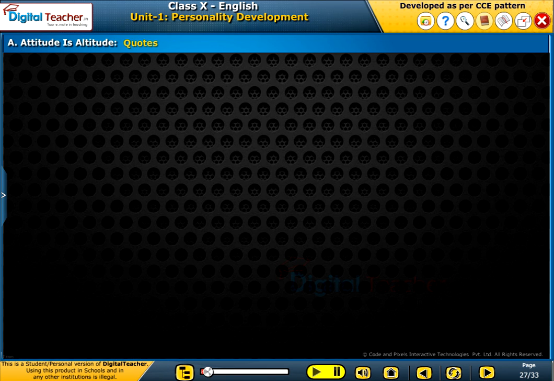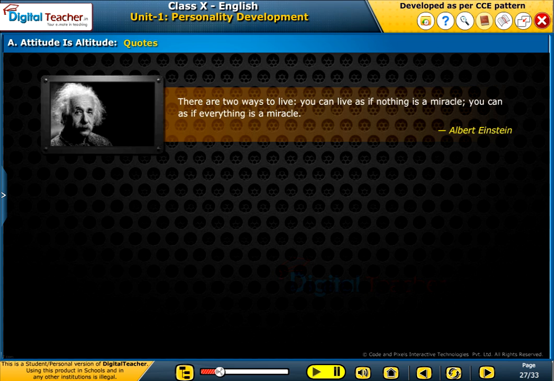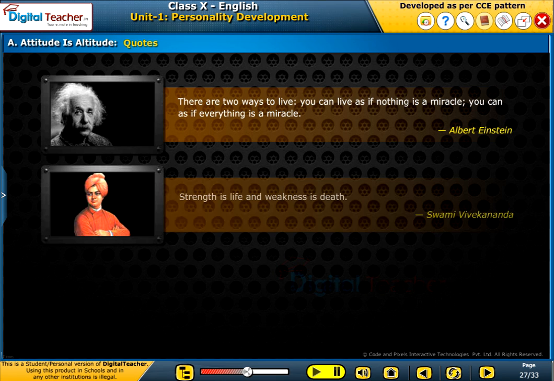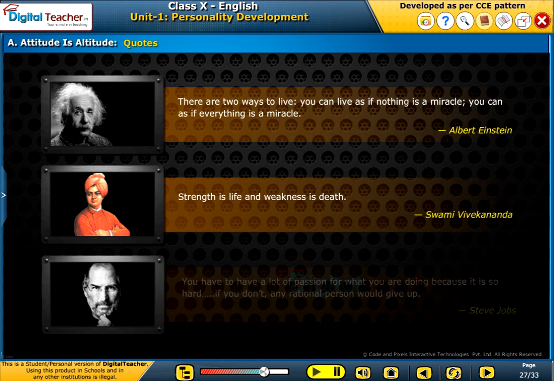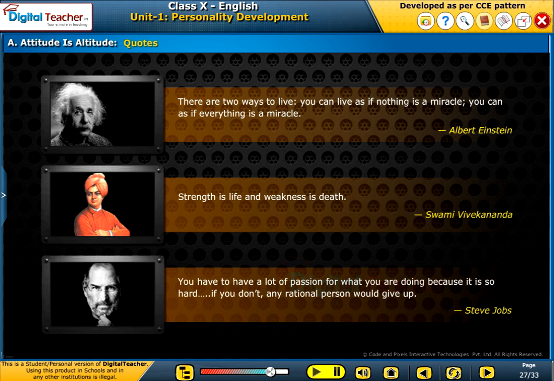Let us now observe quotes of a few successful people. There are two ways to live. You can live as if nothing is a miracle. You can live as if everything is a miracle. Albert Einstein. Strength is life and weakness is death. Swami Vivekananda. You have to have a lot of passion for what you are doing because it is so hard. If you don't, any rational person would give up. Steve Jobs.